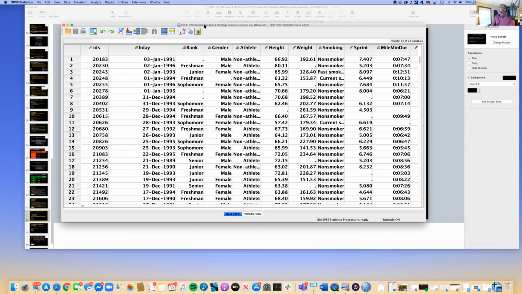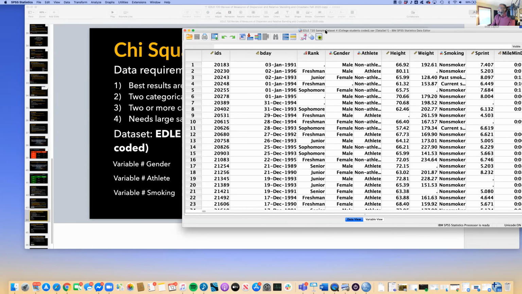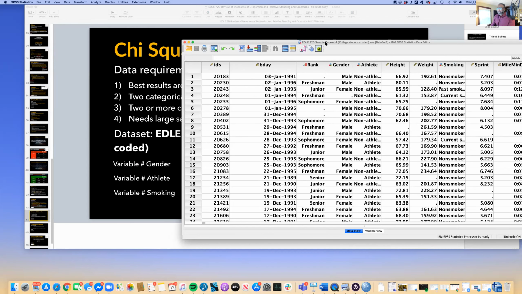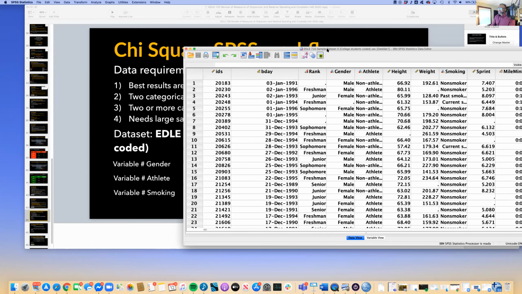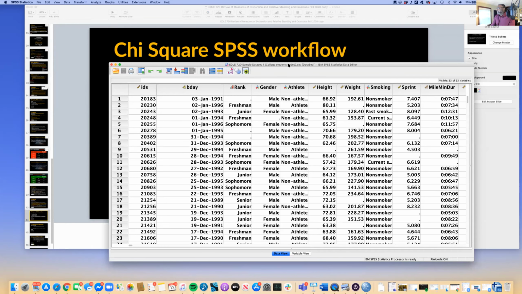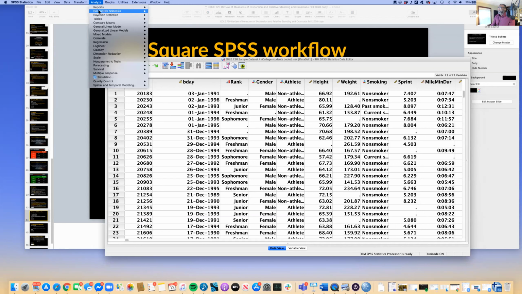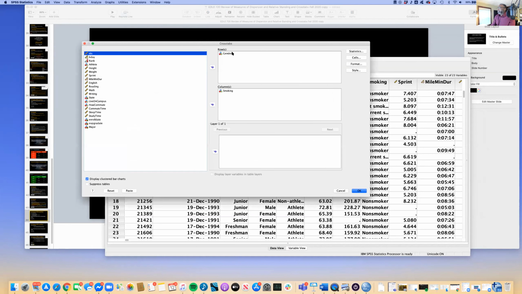there it is. So the same variables, we want to see if there is a relationship between whether a person is an athlete and smoking. So we want to see if there's a relationship between those two. So what we're going to do, we're going to go to analyze, descriptive statistics, and crosstabs. Same thing we did before.